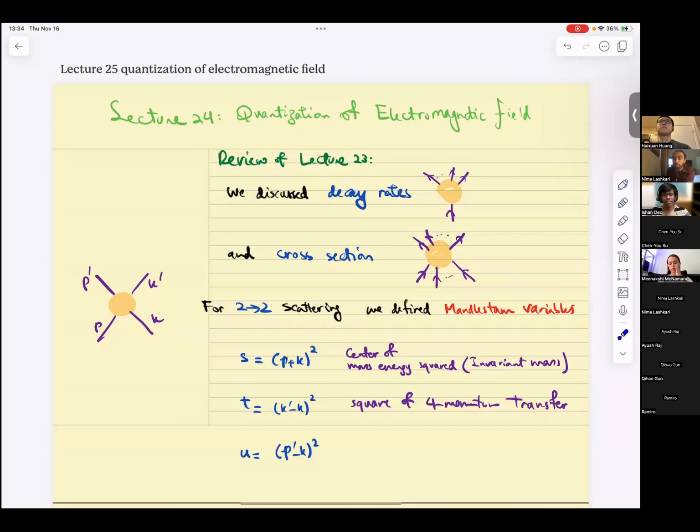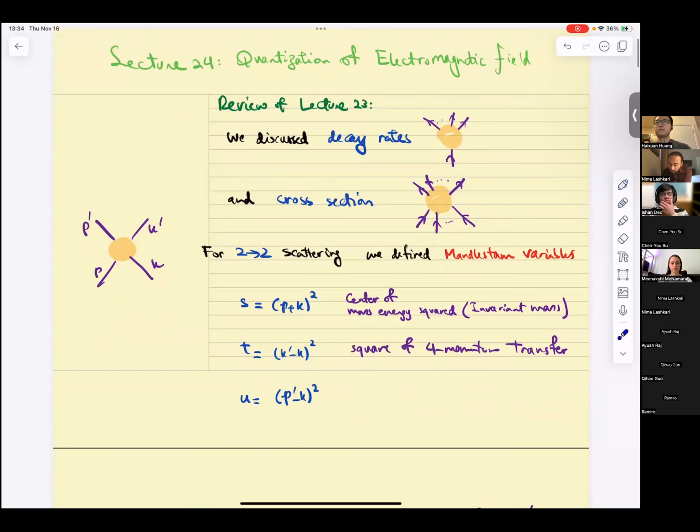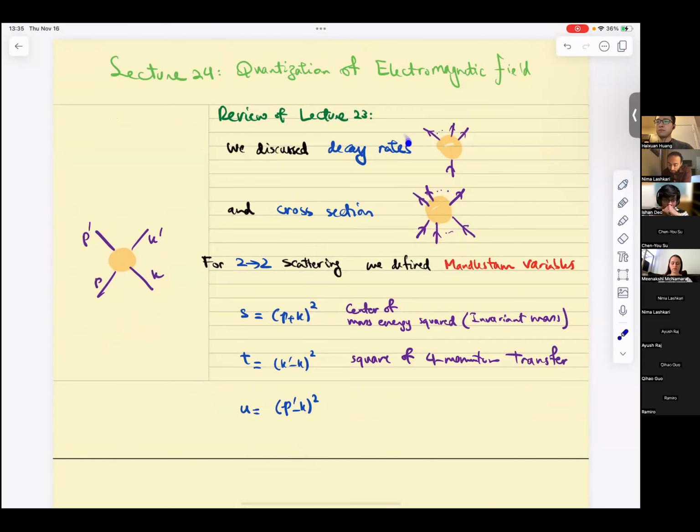Review of lecture 23. So what we discussed in the last lecture was decay rates and cross sections. The decay rate was a setup where there was one particle that would just decay into a bunch of particles. This was an unstable particle. And cross section is when a bunch of particles come in, something happens, and they go out.